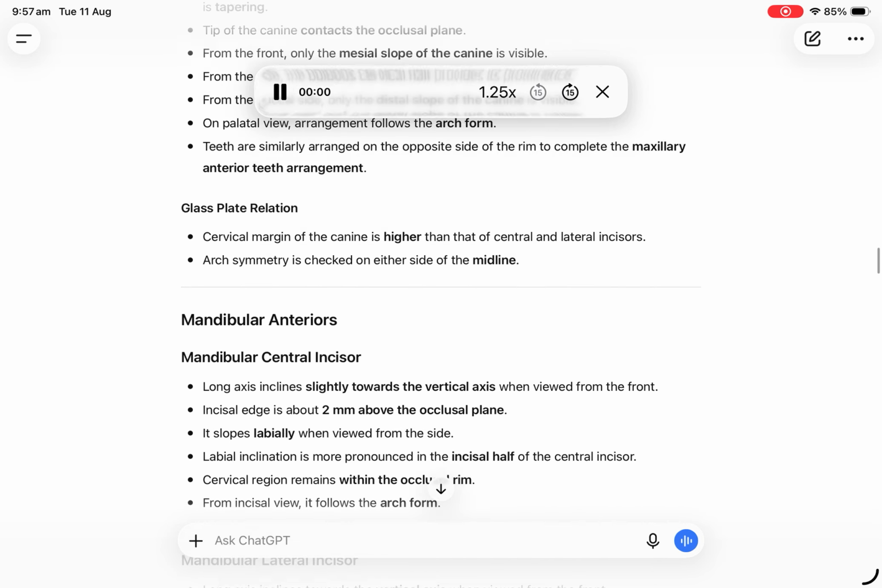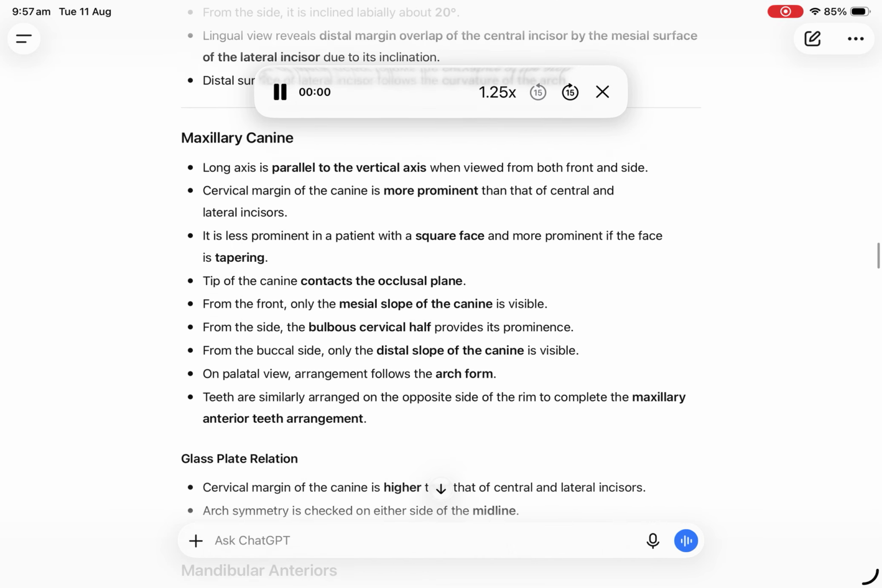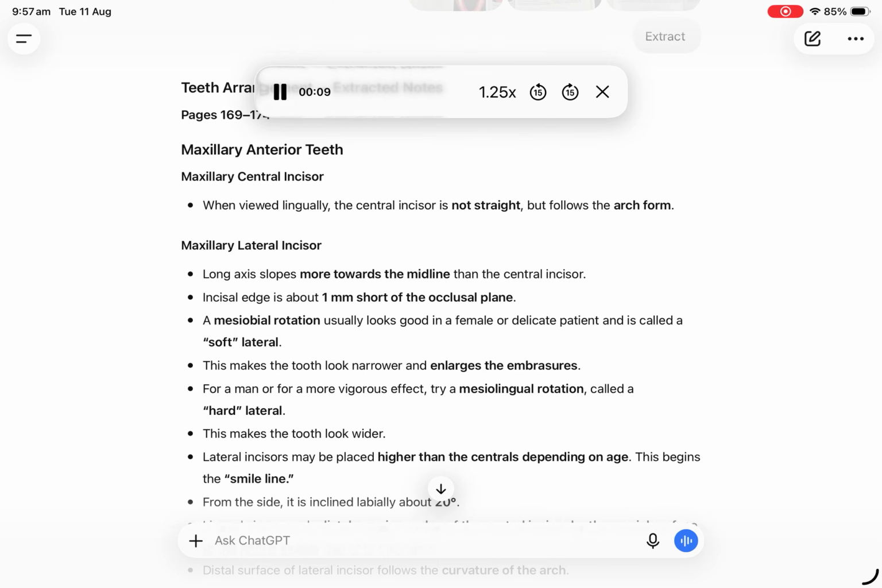Teeth arrangement, extracted notes, pages 169 to 174. Maxillary anterior teeth. Maxillary central incisor: when viewed lingually, the central incisor is not straight, but follows the arch form. Maxillary lateral incisor: the long axis slopes more towards the midline than the central incisor. The incisal edge is about 1 millimeter short of the occlusal plane.